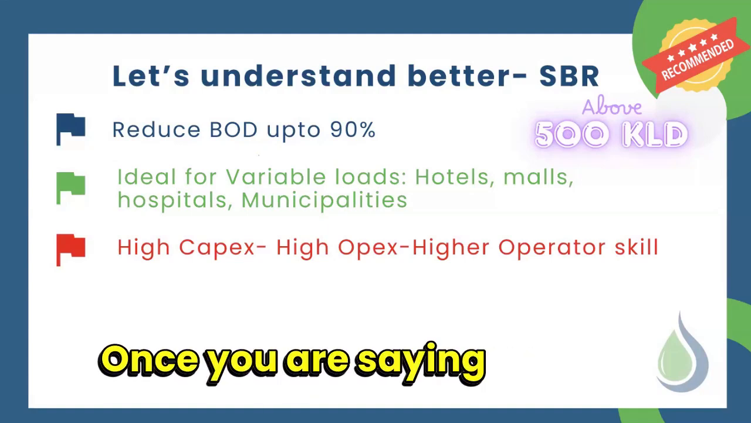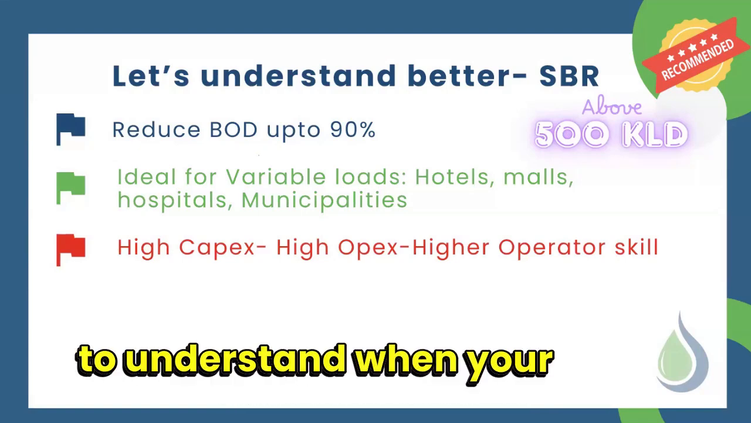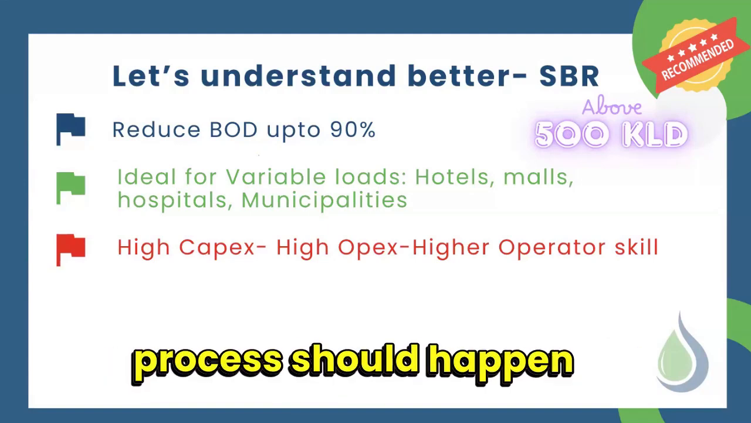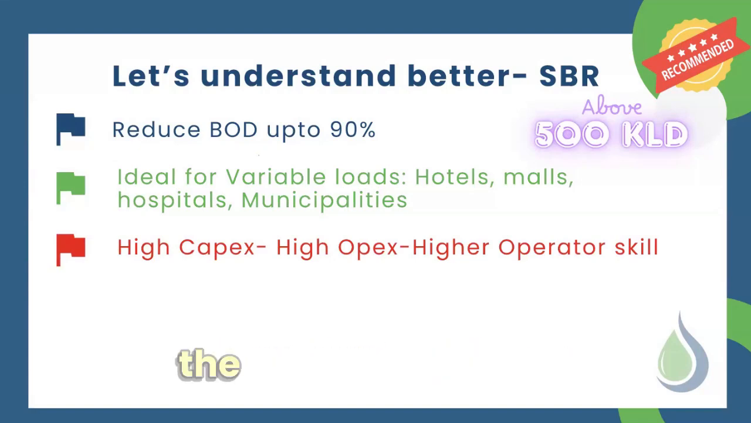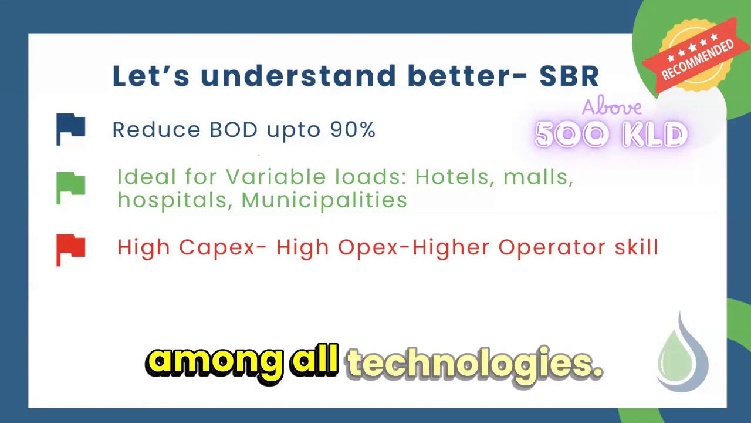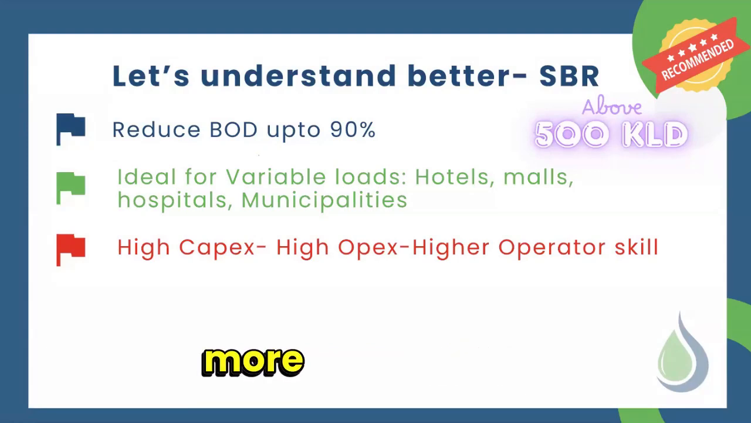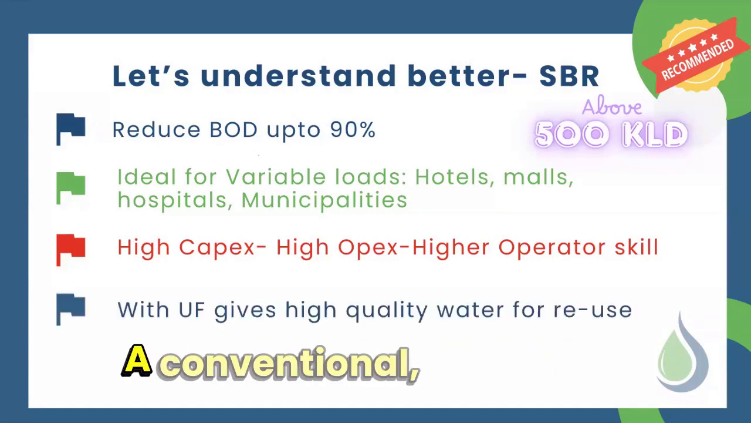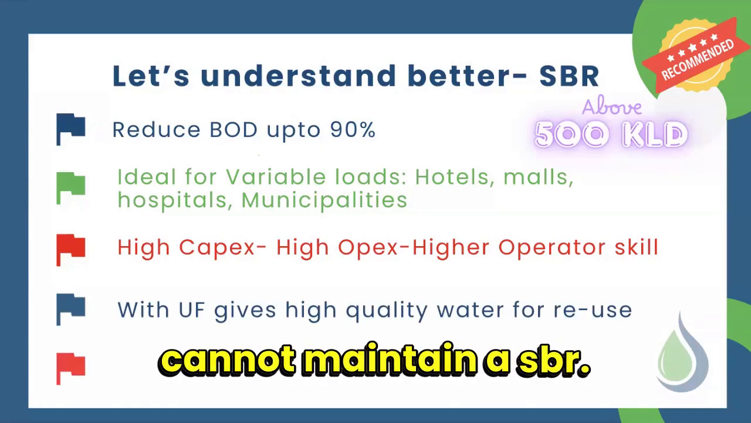When you are saying batch, it means you need instrumentation to understand when your batch volume is available for process, and the process should happen in limited time. So your civil works cost is extremely high, the highest probably among all technologies. That means you need more equipment, more instrumentation, more automation, and as a result, the operator skill also has to be high. A conventional, untrained, inexperienced operator cannot maintain an SBR.